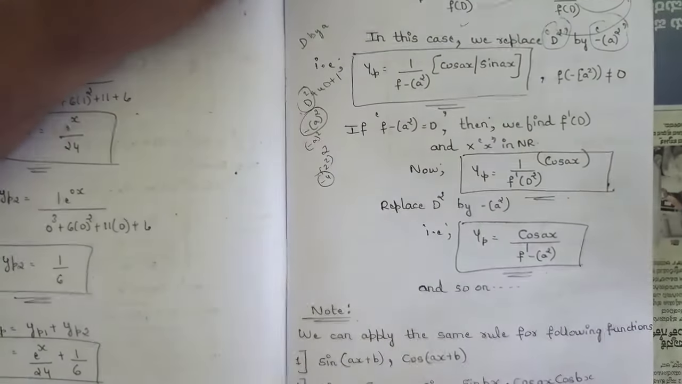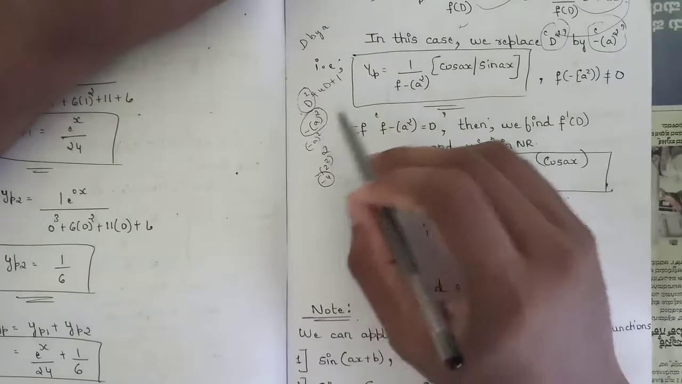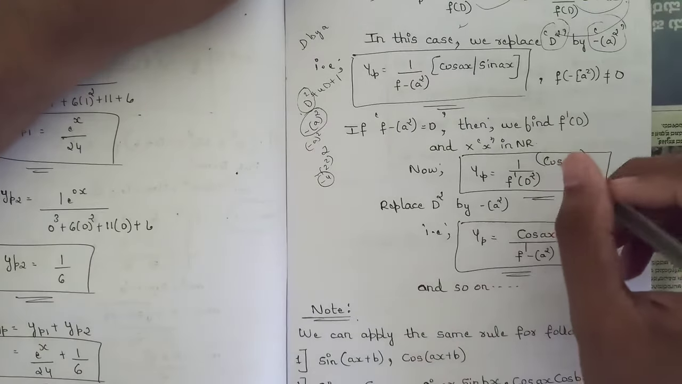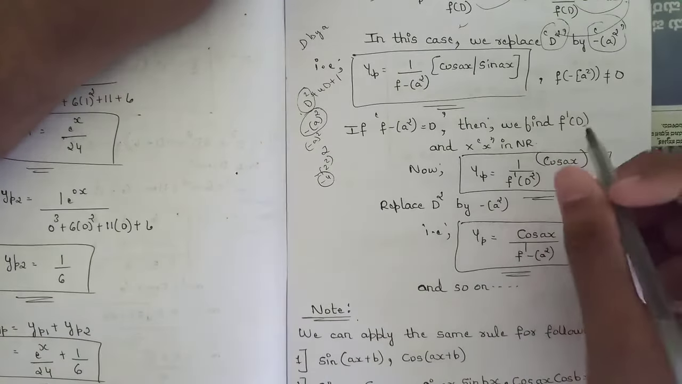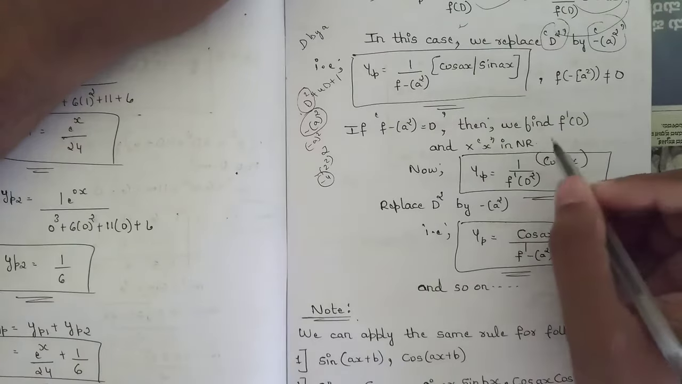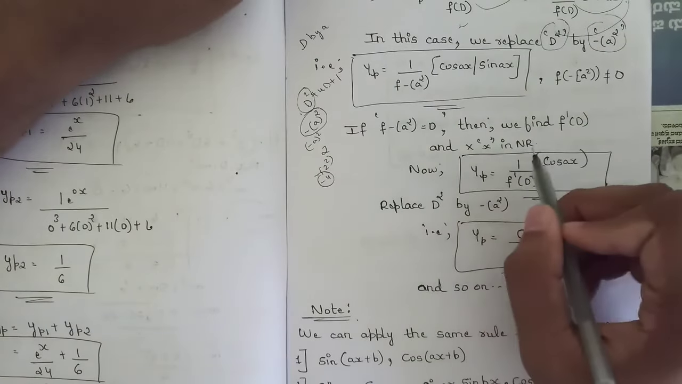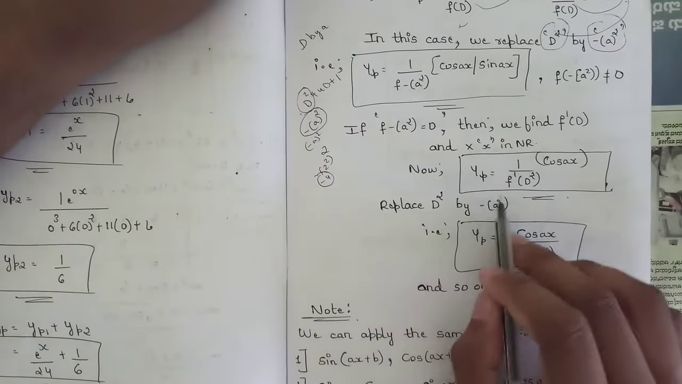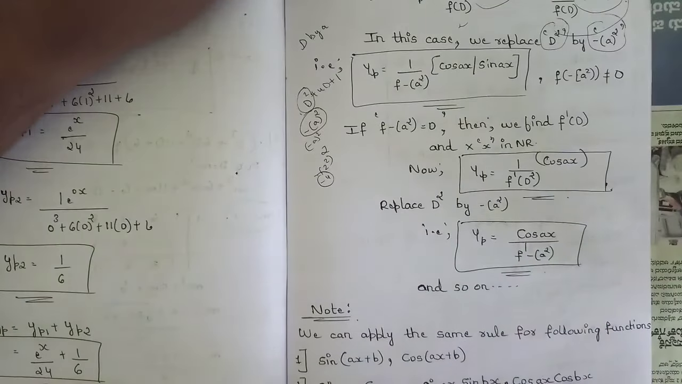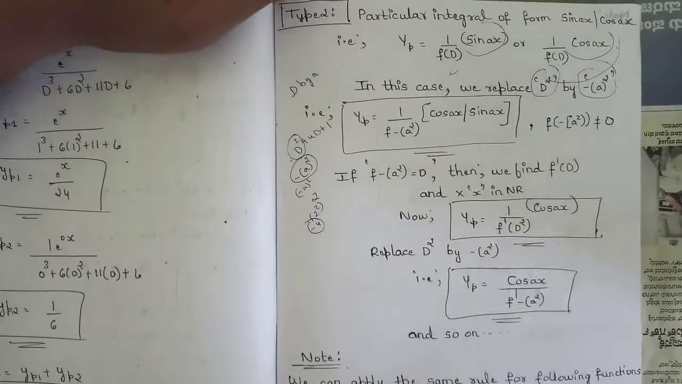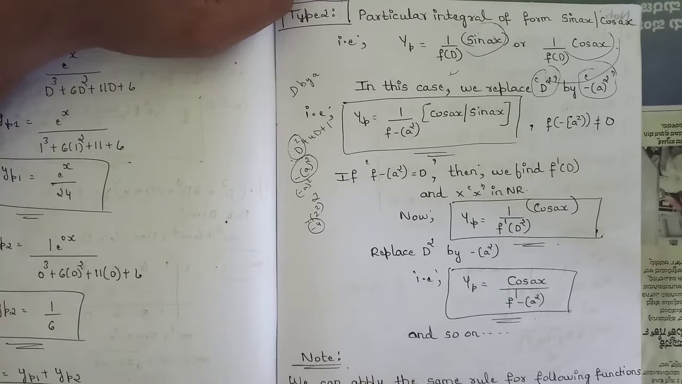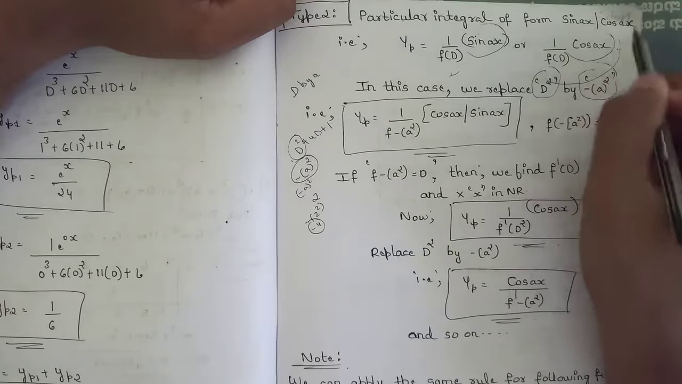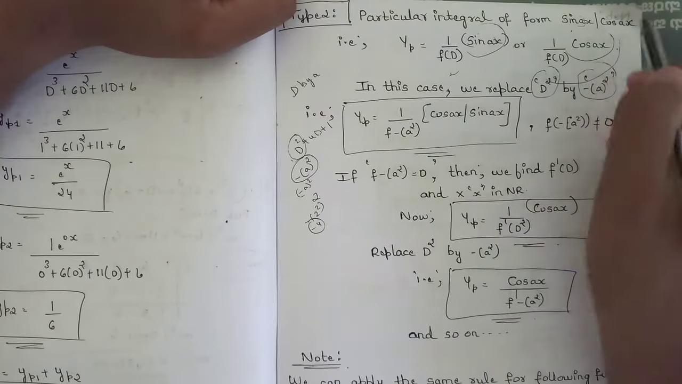Here also we have some conditions. If, on substituting, we get the value of f of d as 0, the same rule applies as before: we take the differentiation of f of d, that is f dash of d, and multiply x in the numerator. Then the steps remain the same; we replace d square again by minus of a square and so on. So this was all about finding the particular integral where r of x is given as sin ax or cos ax, where the value of a is constant.